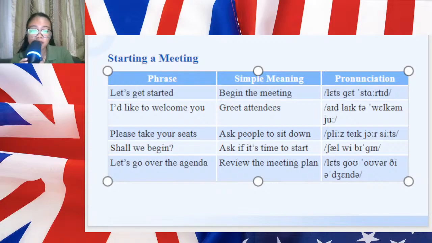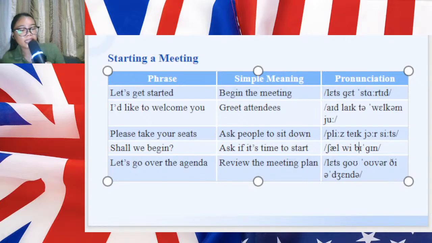Lastly, let's go over the agenda. This is to review the meeting plan. It's a direct and informative phrase which indicates that the next step is to review the planned topics or the schedule of the meeting. This phrase clearly sets the direction for the meeting's content, and it helps everyone understand what will be discussed. It is really crucial to have an agenda prepared, of course, in a meeting. You can do that when using this phrase.